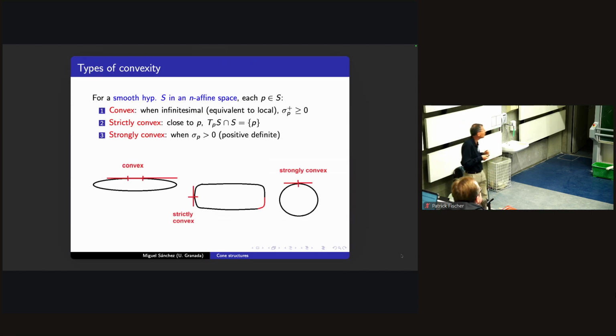About convexity, for hypersurfaces in a finite-dimensional space, there are essentially three notions. One is convex, which means that the second fundamental form is positive semidefinite, and it permits, for example, a flat part in the hypersurface. The second one is strictly convex, which means that the tangent space only touches the hypersurface at one point. And the other one is strongly convex, which is with the second fundamental form positive definite.